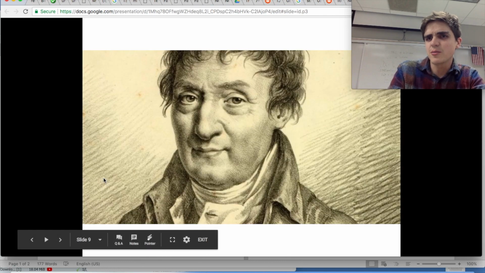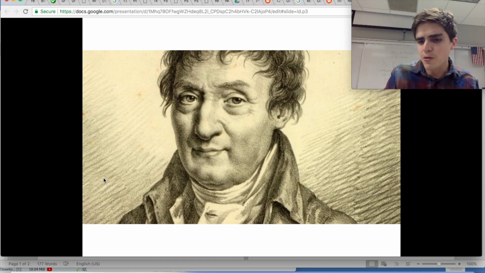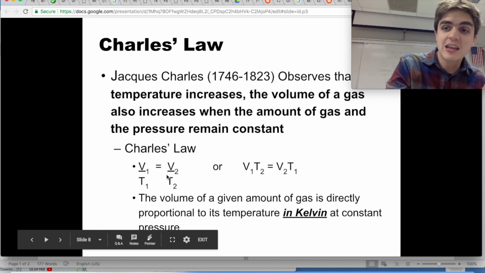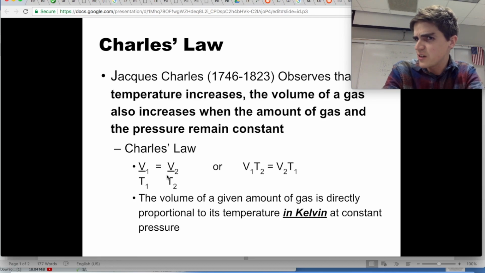Now, before we go all the way through this into an example, I do want to talk about Jacques Charles for a bit because he's a really interesting figure in history. For one, Jacques Charles isn't actually the person who came up with this formula. That guy was named Gay-Lussac. Gay-Lussac gave Charles credit, though, because Charles was the one who derived it. He just never published his work.